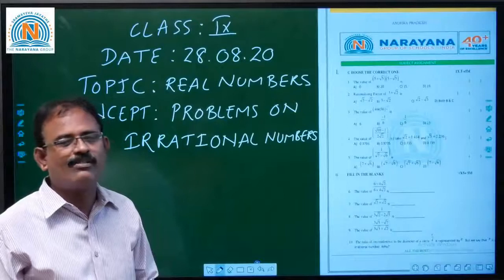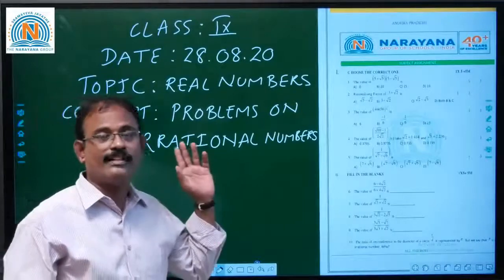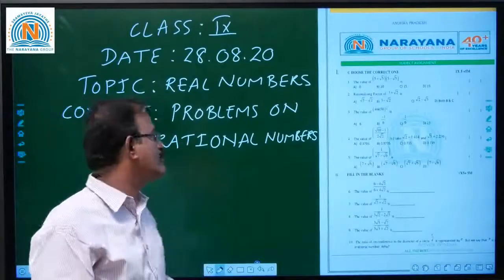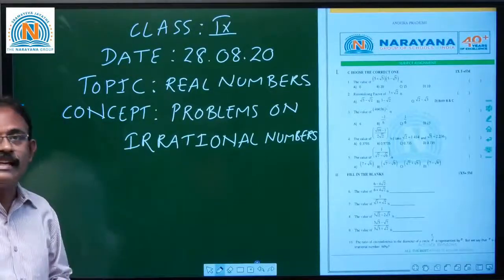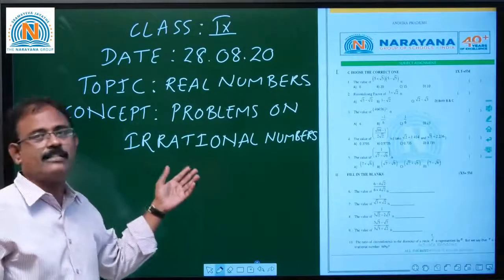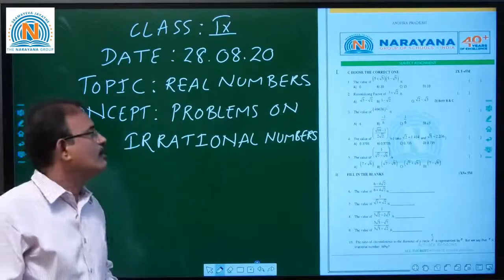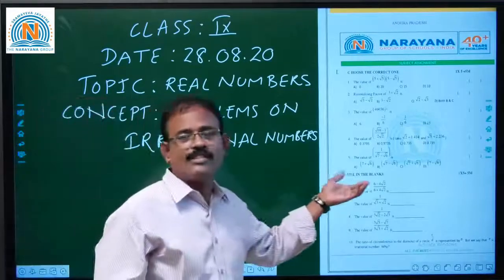Today we are going to discuss the 9th class, 28th August, assignment 5. The topic is real numbers and the concept is problems on irrational numbers, of course with rationalizing factors. So let us come back to the model of this assignment, children.